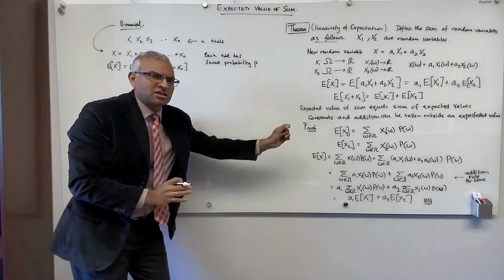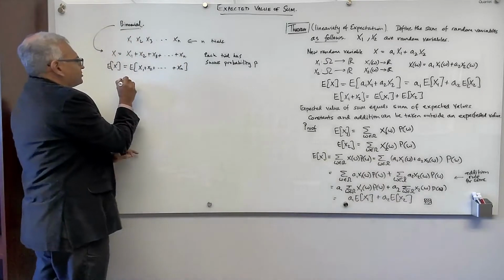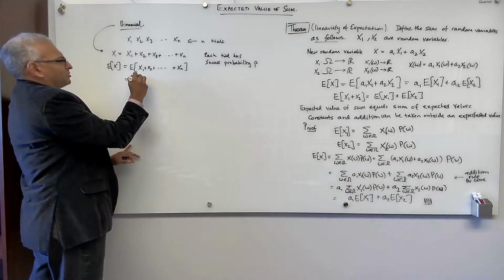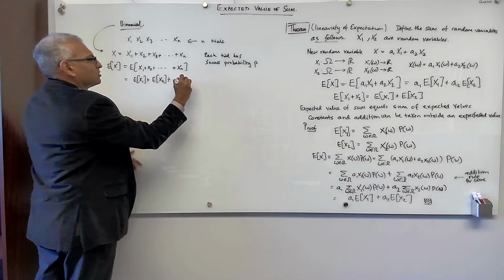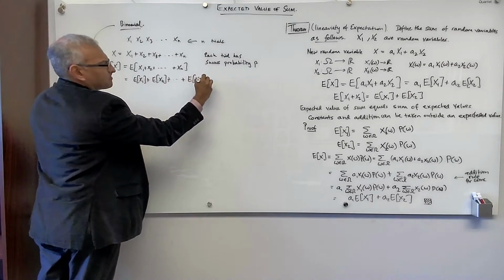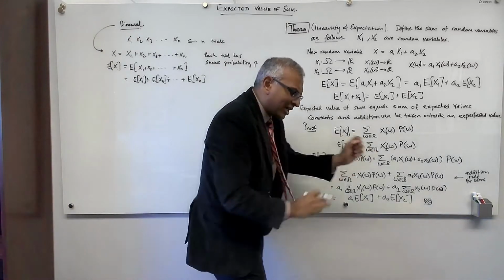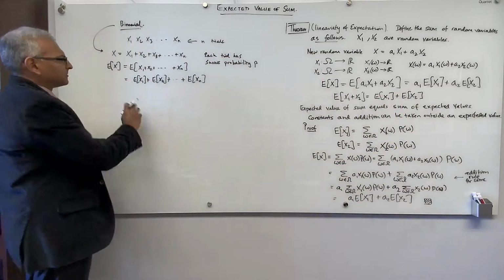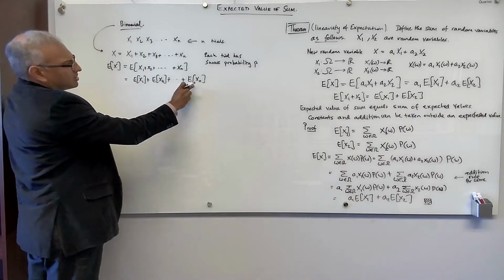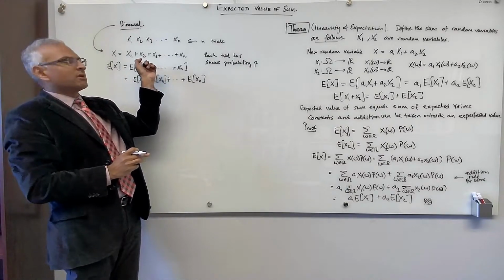And the expected value of a sum is the sum of the expected values. So this is the expected value of x1 plus the expected value of x2 plus and so on plus the expected value of xn. We're just applying that theorem. The expected value of a sum is the sum of the expected values. Poetry. Put it into your mind. Memorize it. Okay. But now, these are each binary or Bernoulli random variables.